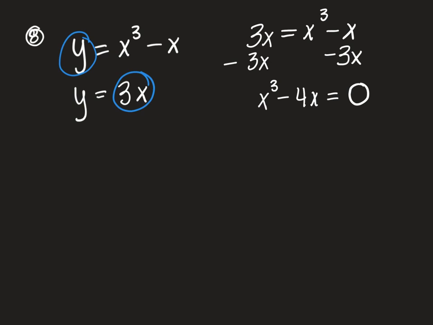Okay, are we good? Everybody with me? All right, so now I'm going to factor out an x, right? Because they each have an x in common, which gives me x times x squared minus 4. Okay. This is the kind of factoring that always gets me.